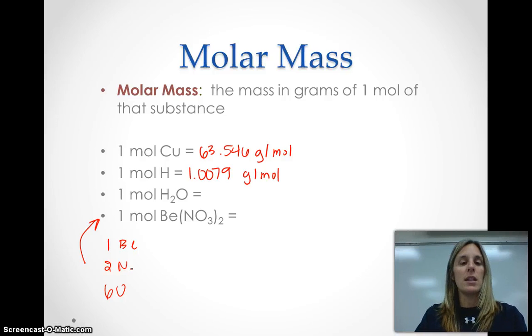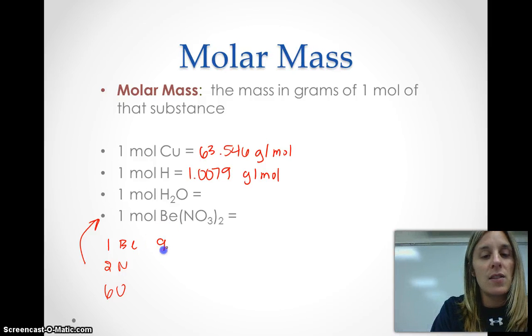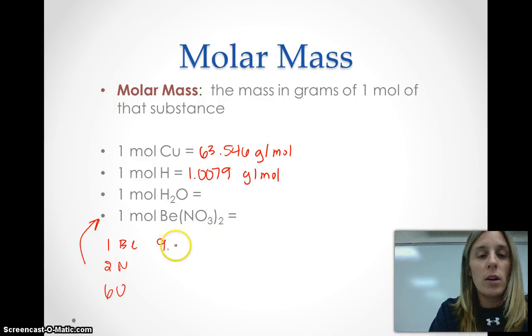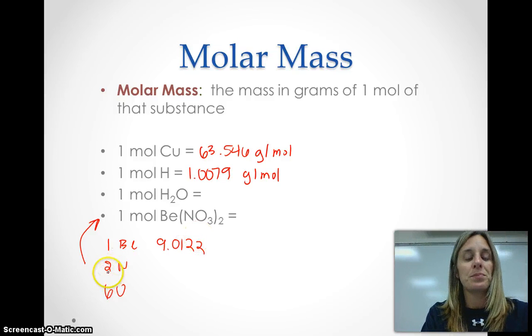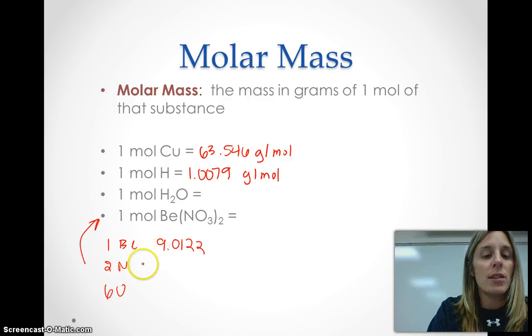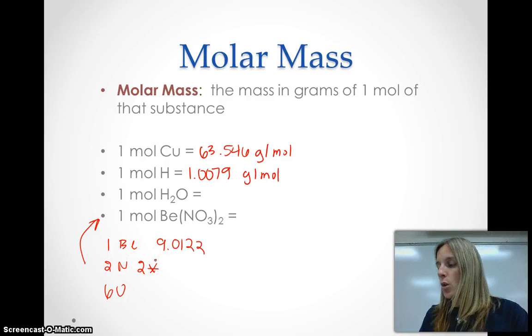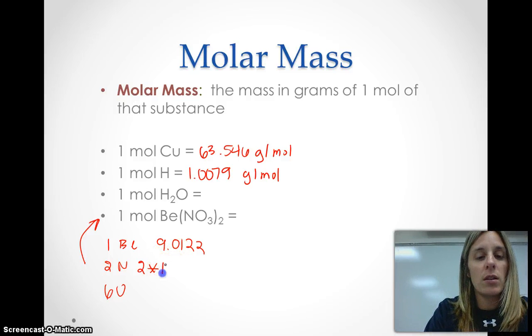So my molar mass is going to be a little bit more complex because I have a lot more of these elements present. To get the molar mass of a compound, you add the individual elements together. And if you have more than one of them, you multiply the molar mass by that number. So if we do this example, there's only 1 Be, so I look at my periodic table and I see that a Be is 9.0122. So that's the mass of 1 Be. I've got 2 of my nitrogens, so I'm going to do 2 times the mass of 1 nitrogen, which is 14.007.